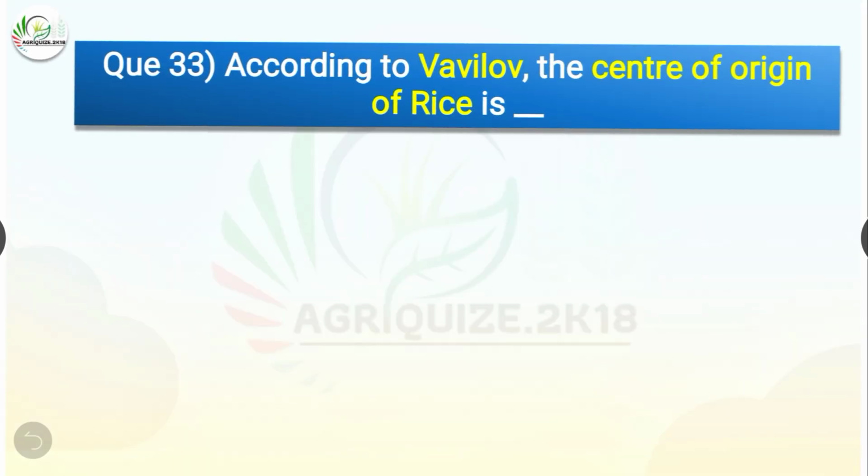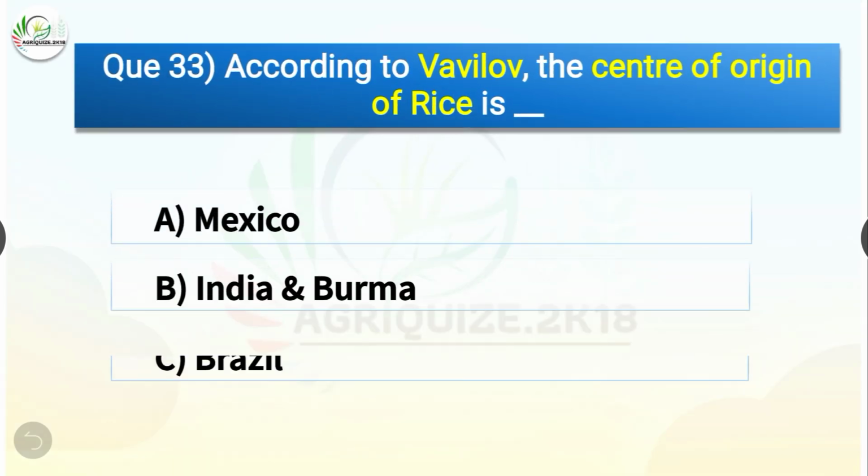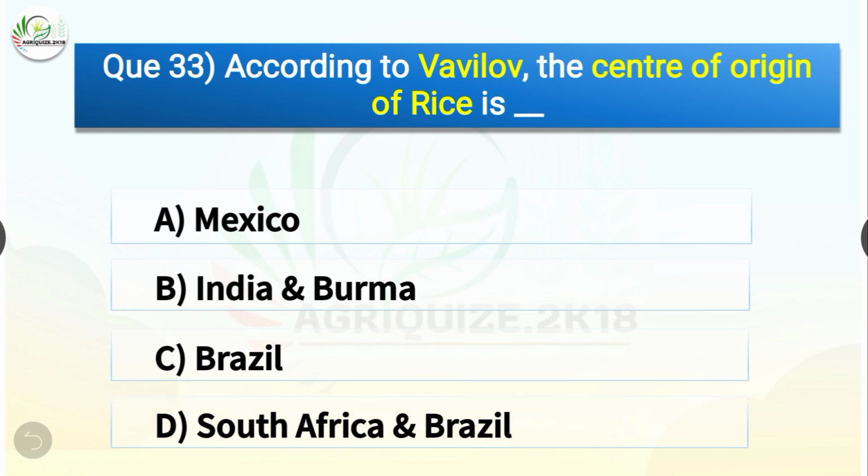Question number 33. According to Vavilov, the center of origin of rice is dash. The options are Mexico, India and Burma, Brazil or South Africa and Brazil. The correct answer is option B, India and Burma. According to Vavilov, the center of origin of rice is India and Burma.